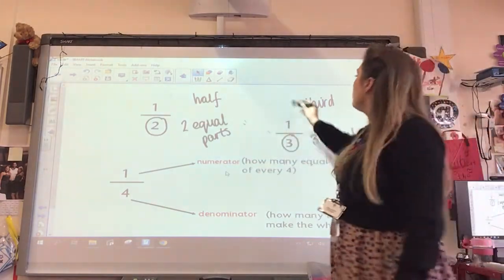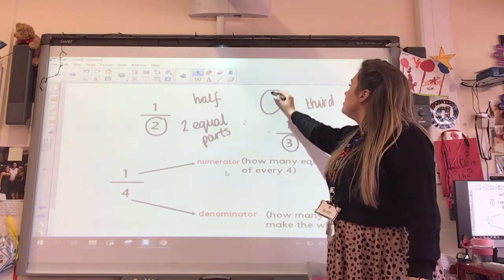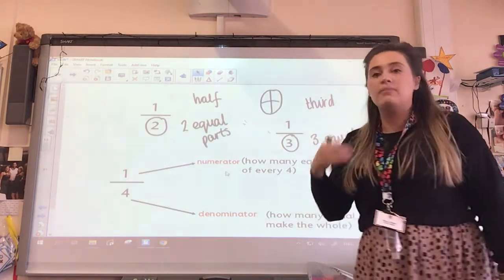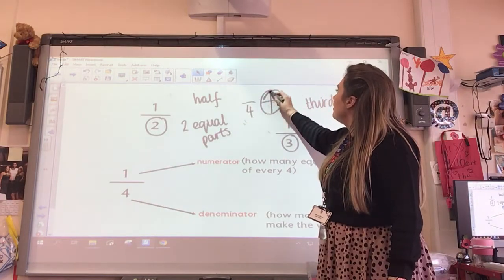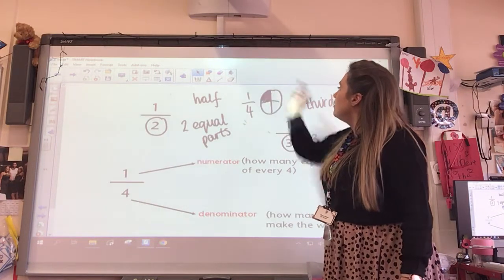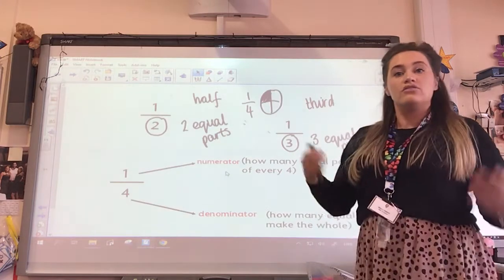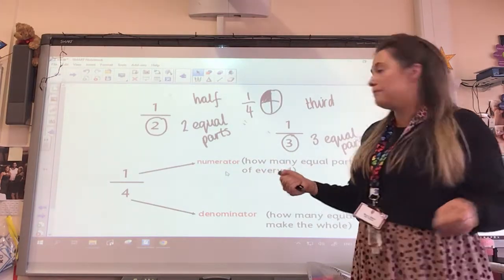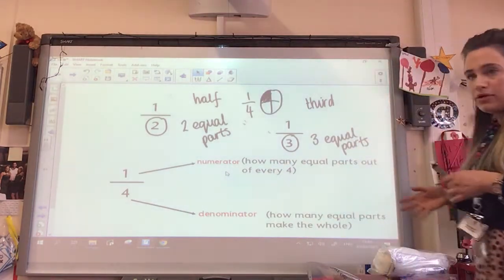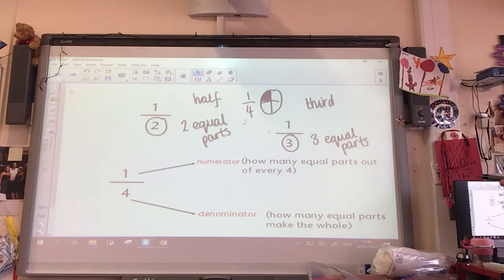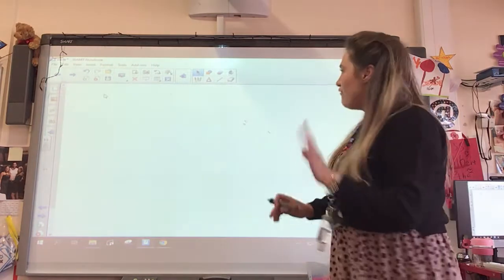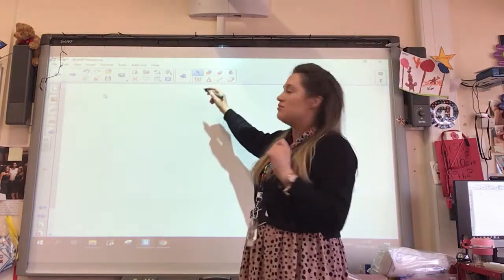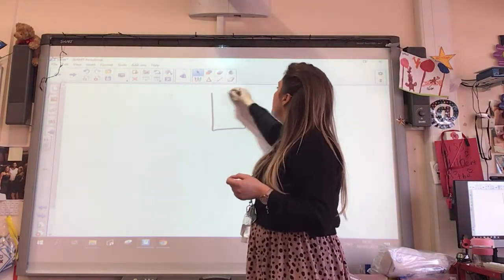If you've got a circle, for example, and you've split it into 4 equal parts, your denominator will be 4. And if I coloured in one of those equal parts, my numerator would be 1, to show a quarter. We're going to do a little bit more of that, so don't fret if you're thinking, oh my goodness, I don't know what Mr. Gilbert's talking about. Don't worry, it's fine. We'll keep doing it until you're a little bit more comfortable.